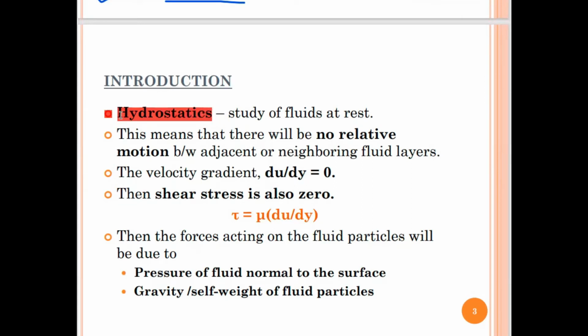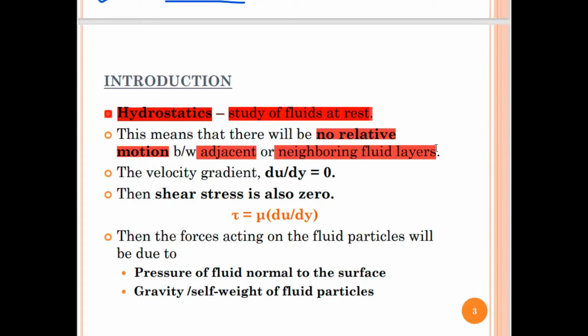Hydrostatics means, hydro, we know, is fluid or water, and statics means rest or stationary. Hydrostatics means the study of fluids at rest. Which means there will be no relative motion. Stationary means there is no movement itself. This study of fluids at rest means there will be no relative motion between adjacent or neighboring fluid layers.